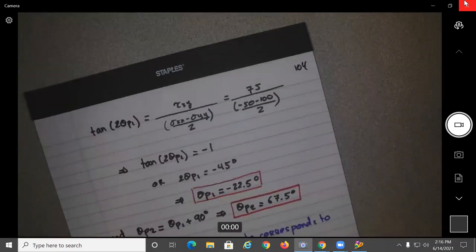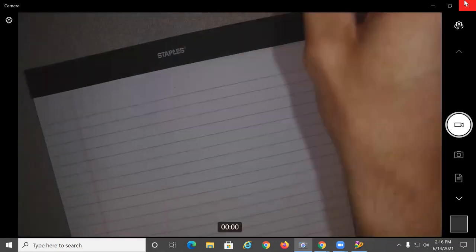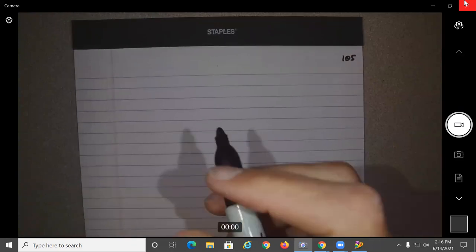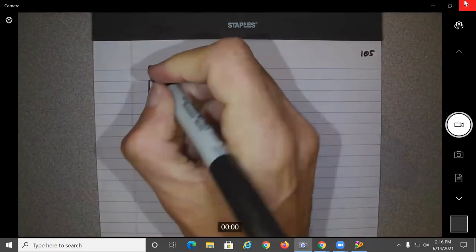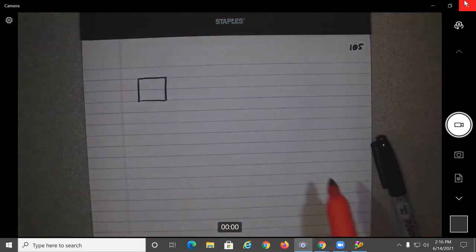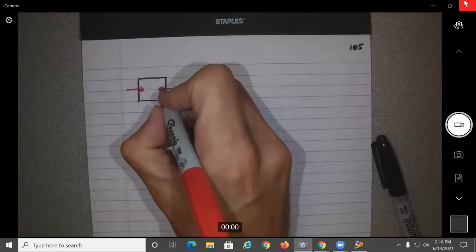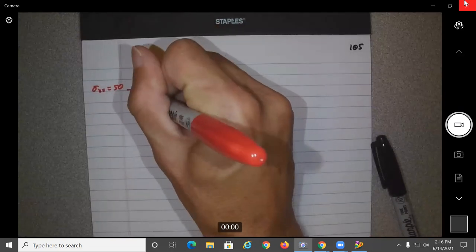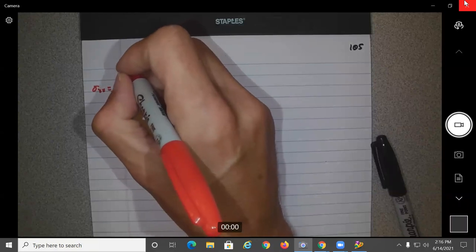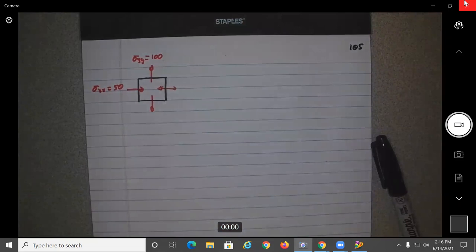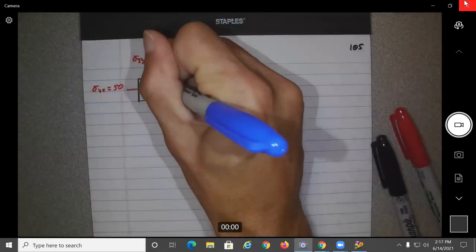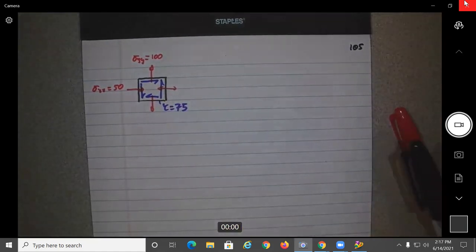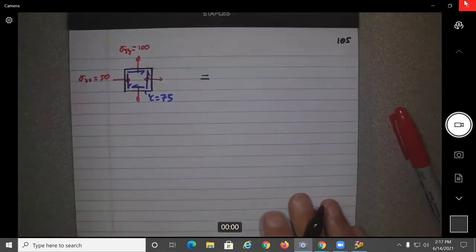Okay. So why are we doing all this stuff? From solid mechanics, probably you remember that you had to plot this type of figure over here. So our initial figure will be the state of the stress that we had. So let's plot it as it is. Here we had sigma xx equal to 50 in compression. We had sigma yy equal to 100 in tension. And then we had the shear to be equal to 75.